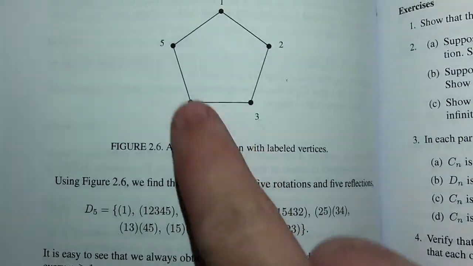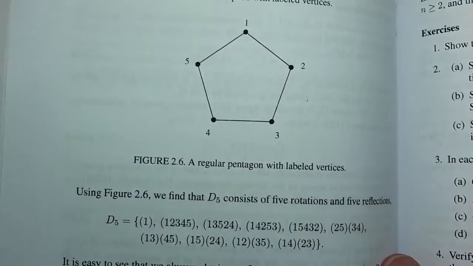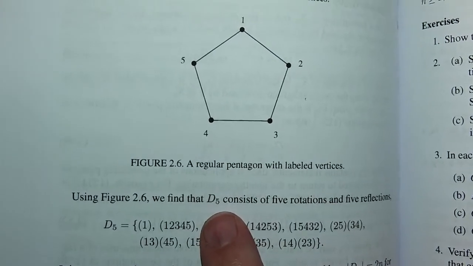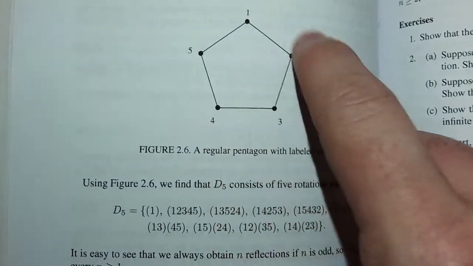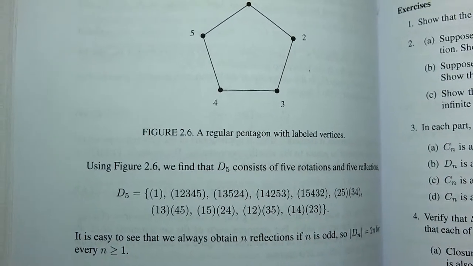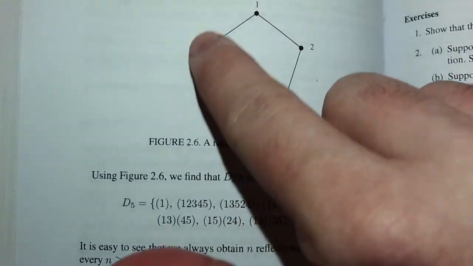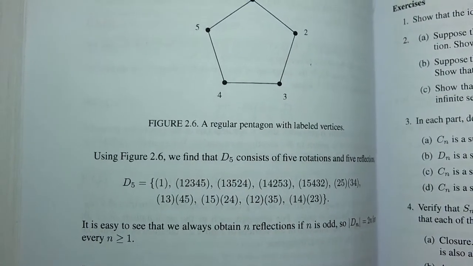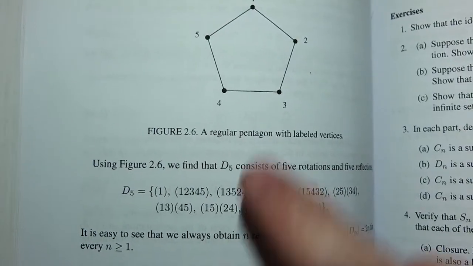of a regular five-gon, that is a regular pentagon, with vertices labeled clockwise in this fashion. What is D sub 5? The dihedral group on 5 vertices. So this is all of the rotations and all of the reflections. The claim is that there are 5 rotations and 5 reflections. That there are 5 rotations is easy to see. This is just that cyclic subgroup that has 5 elements to it, right, including the identity.